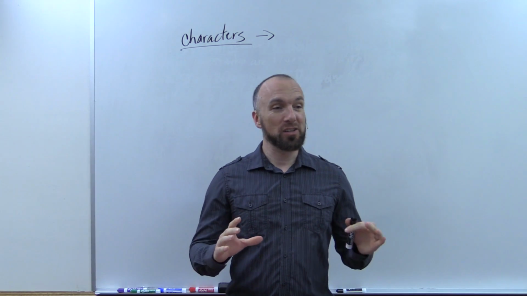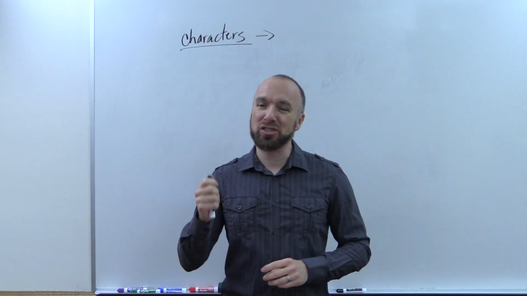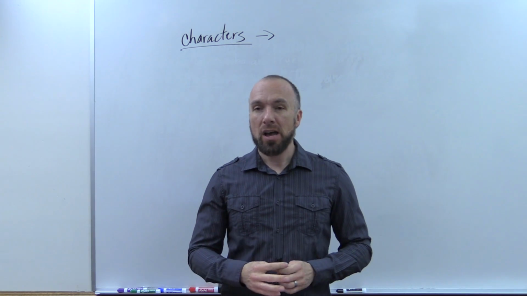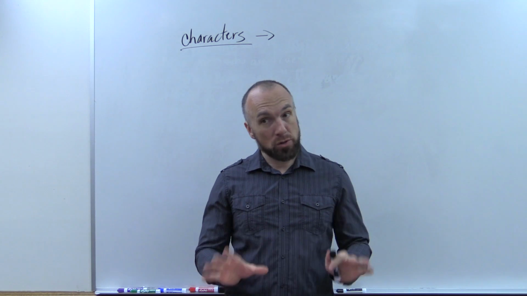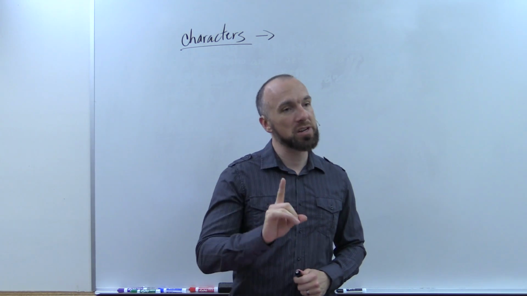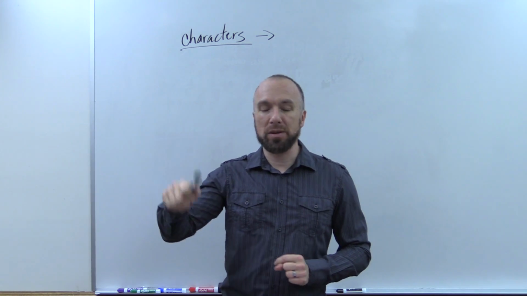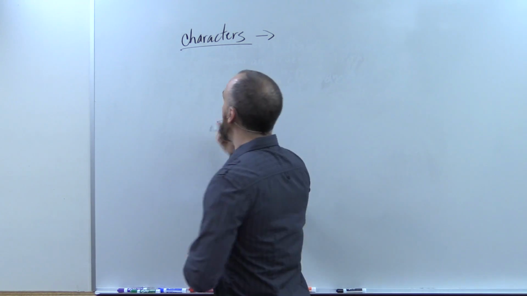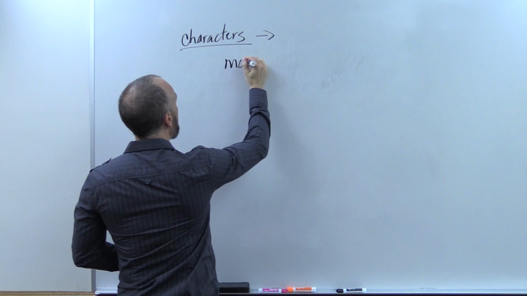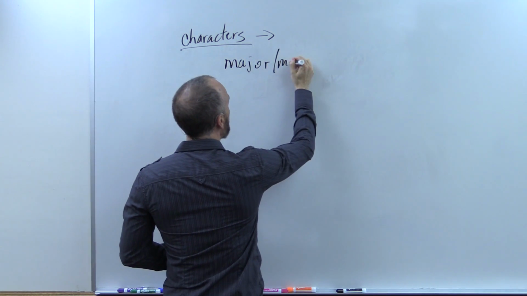All right, so now that you have read your very first section and you're ready to look at some literary analysis, let's talk about characters. Now, we're going to focus on protagonist and antagonist, and I'm going to get to that. But I want you to also be thinking about some other elements of characters. So we know that there are major characters and there are minor characters.